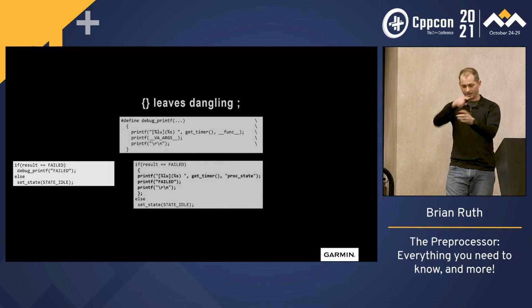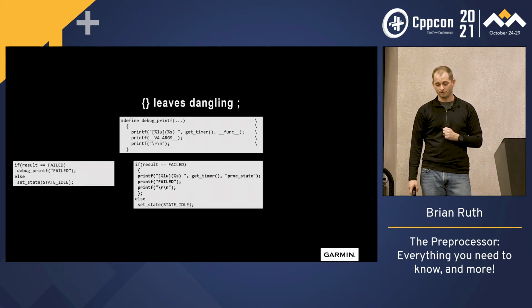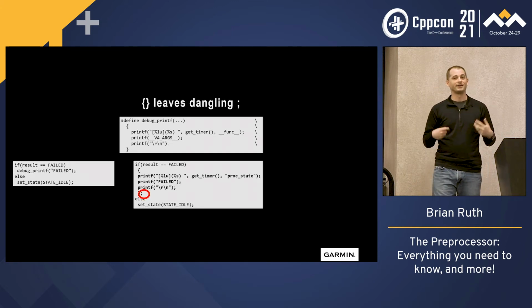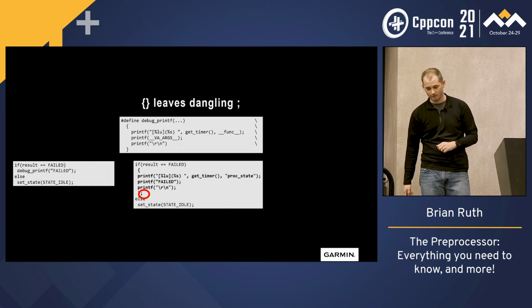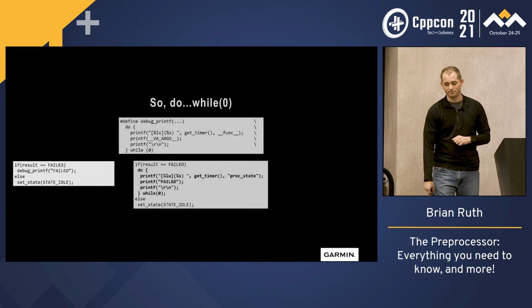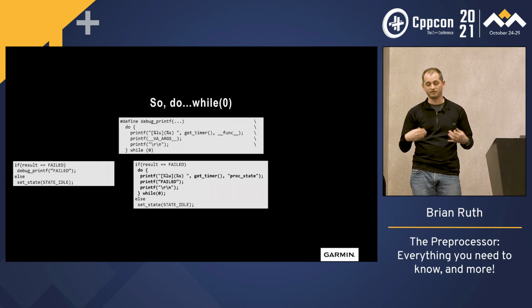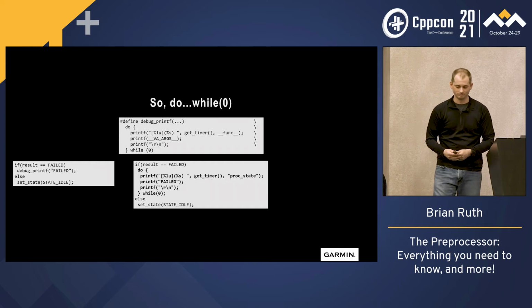But what if we were to just add the curly braces around it, right? Well, now we've got a dangling semicolon. Again, the else is not valid code. So what the do while does is it allows valid code to be pasted in there, and it does exactly what you expect it to do.